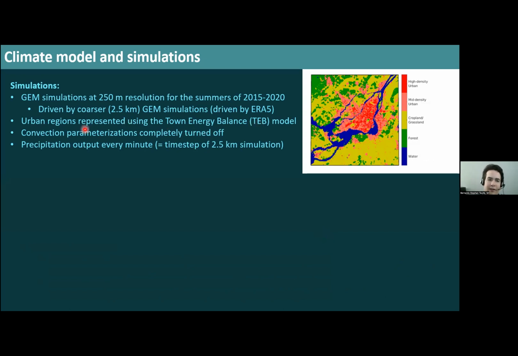It's important to mention that all convection parametrizations have been turned off at high resolution, and precipitation is output every minute. And why every minute? Because this is the lowest time step that we can afford, which is equal to the one of the 2.5 kilometer simulation. On the figure, you just see the model domain. It covers the island of Montreal and adjoining regions. In red, you see the city, and in blue the river and other land covers.